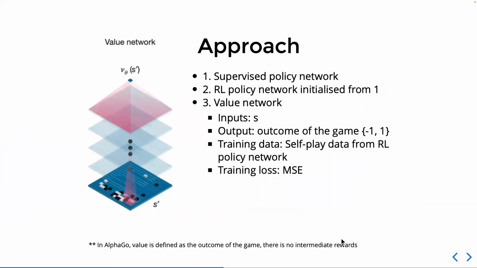For the value network, the input is still the state, and the output is the outcome of the game. The ground truth value is -1 or 1, but the predicted value is a continuous value. The training data is from our second network, the reinforcement learning policy network. We have generated several self-play data. The training loss is the regression loss, which is mean squared error. In AlphaGo, the value is defined as the outcome of the game, so there are no intermediate rewards. We only care about the final outcome.